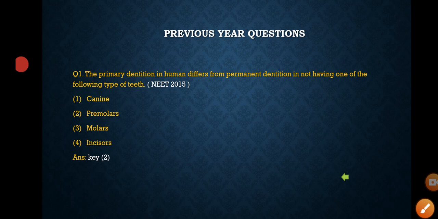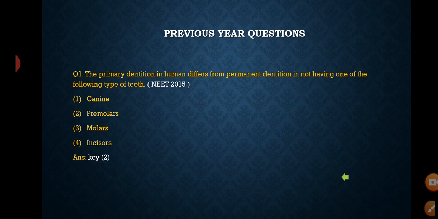Now going to the previous year questions. The first question: the primary dentition in humans differs from permanent dentition in not having one of the following types of teeth. This question came in NEET 2015. Here the question is asking about primary dentition, which means milk teeth dentition.